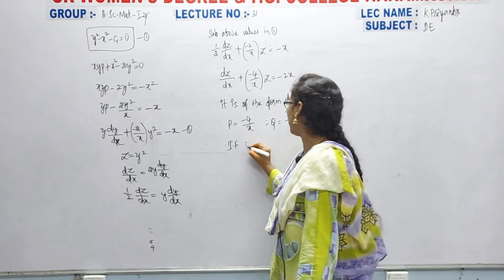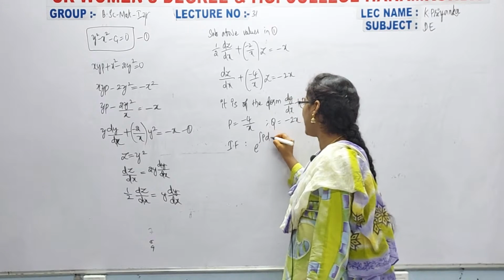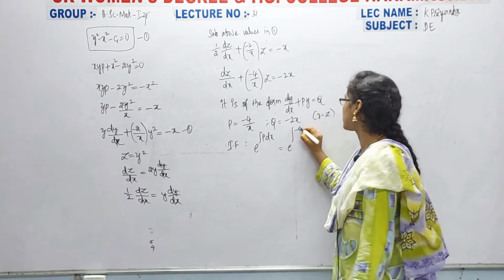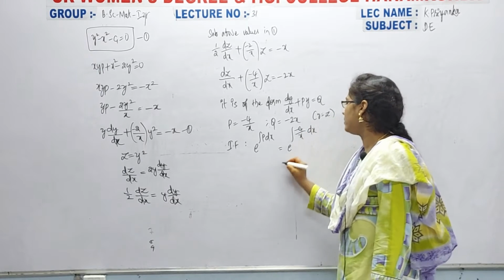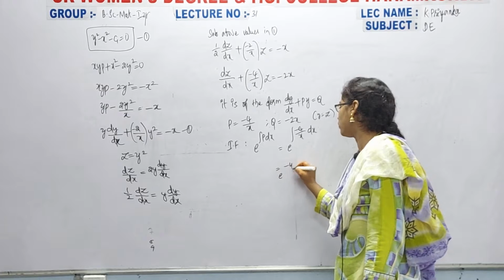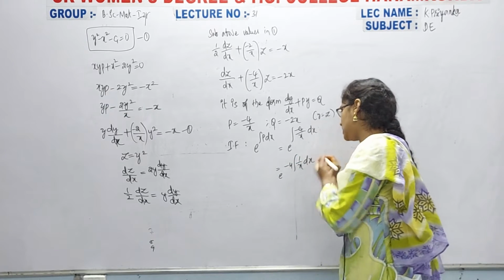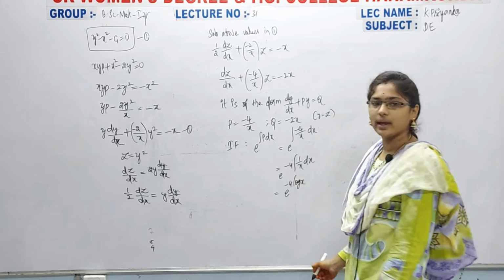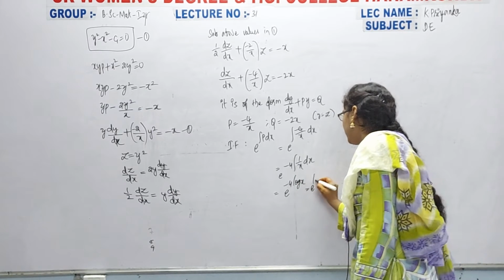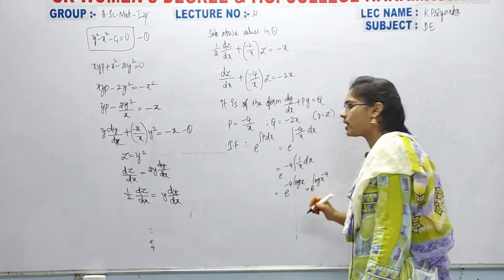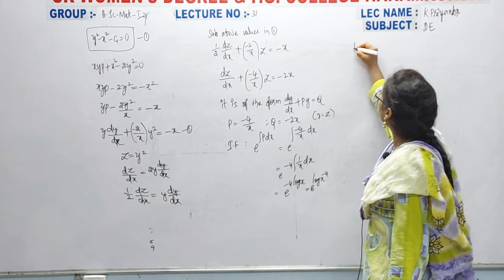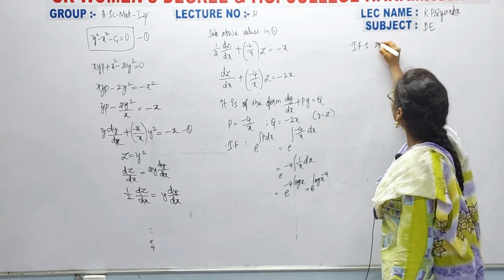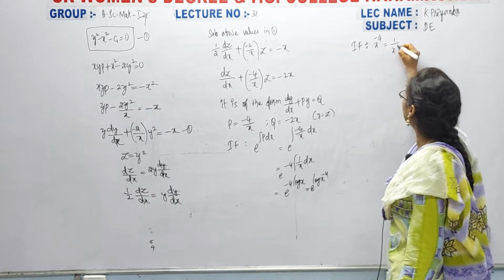What is the integrating factor? e power integral P dx. Now what is the P value? Minus 4 by x into dx. Now I am taking minus 4 outside, the integration of 1 by x dx. That means e power minus 4 log x. Now can I write it as e power log x power minus 4? Log and exponential will cancel. Now the integrating factor is x power minus 4, which is nothing but 1 by x power 4.